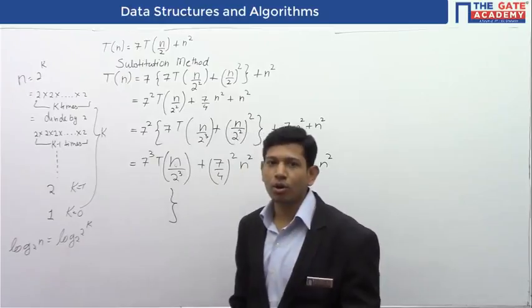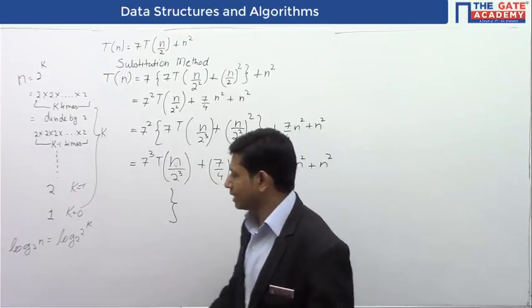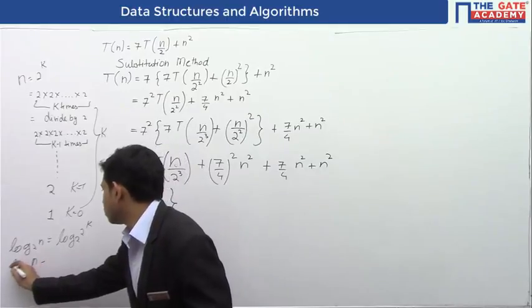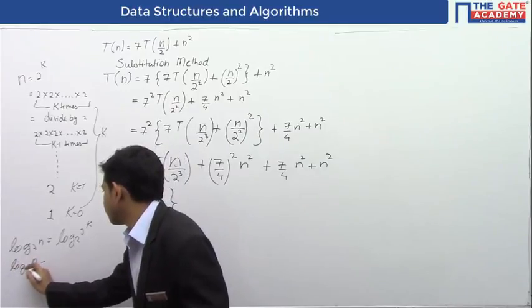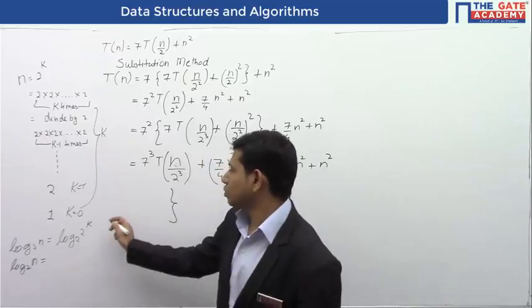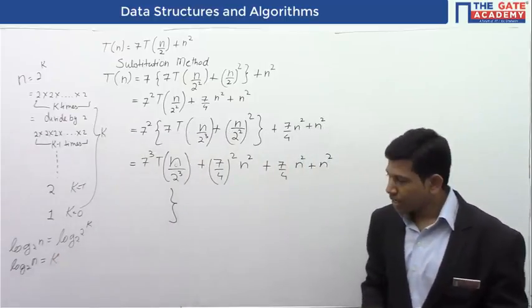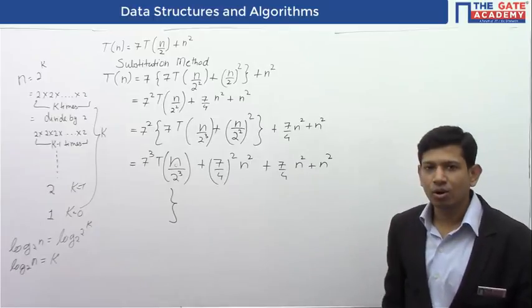Both sides we have taken log to the base 2. So on the LHS we will have log of n base 2, and it is equal to k into 1, which is equal to k. So we have found the value of k as log of n.